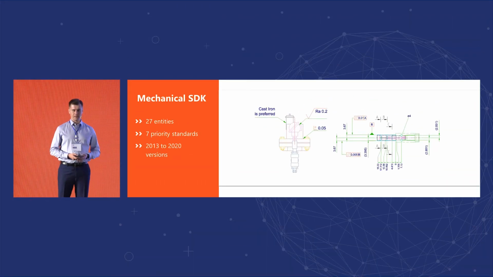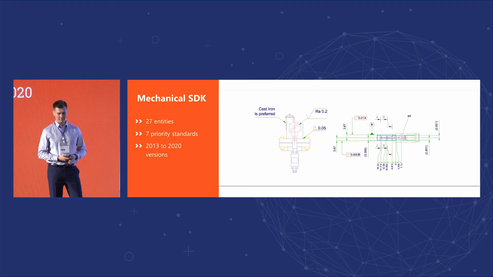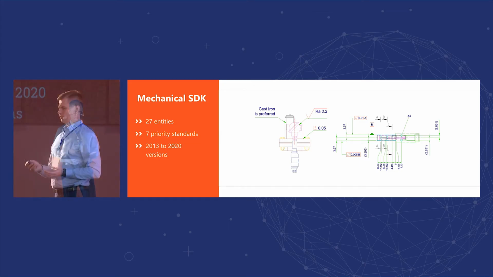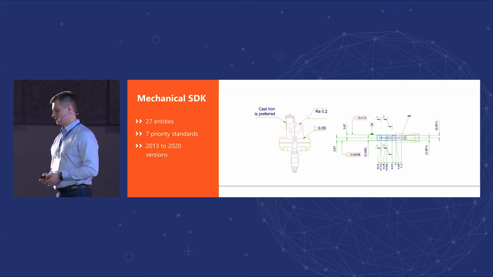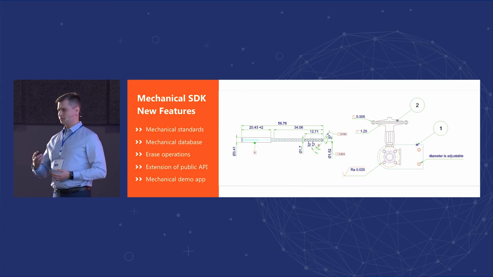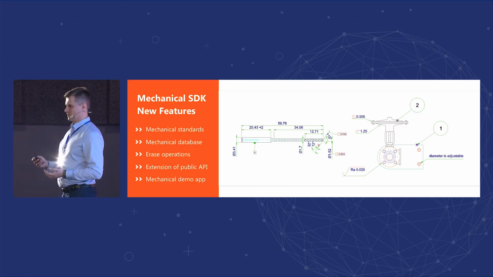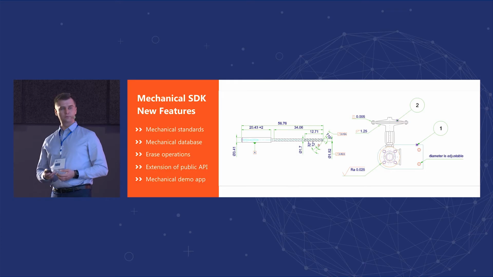The next item is the mechanical SDK. It operates with mechanical objects, and here we have 27 entities for 7 standards already implemented. We support versions from 2013 to 2020, and it's also a special interest group project, so all the priorities and all the standards are set by the members of this group.